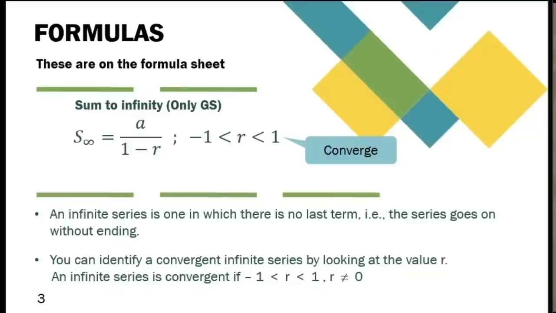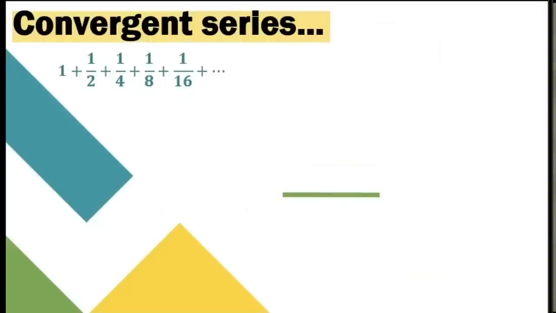For a sum to infinity to exist, my ratio must be between negative 1 and 1, which means my series must converge. An infinite series is one in which there is no last term. That means the series goes on without ending. You can identify a convergent infinite series by looking at the value of r. An infinite series is convergent if the ratio lies between negative 1 and 1, and very important, the ratio cannot be equal to 0.